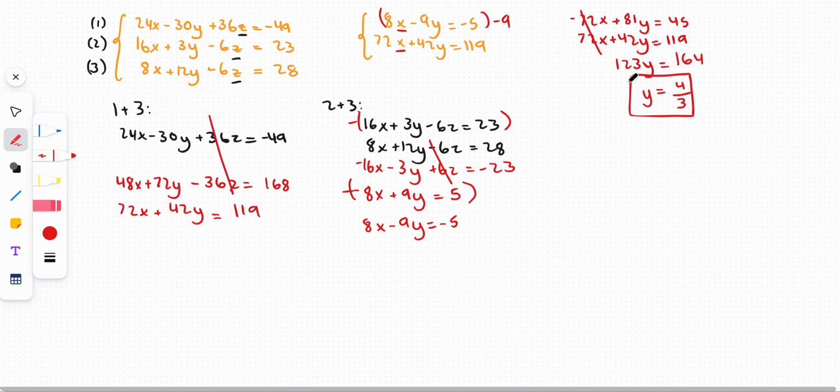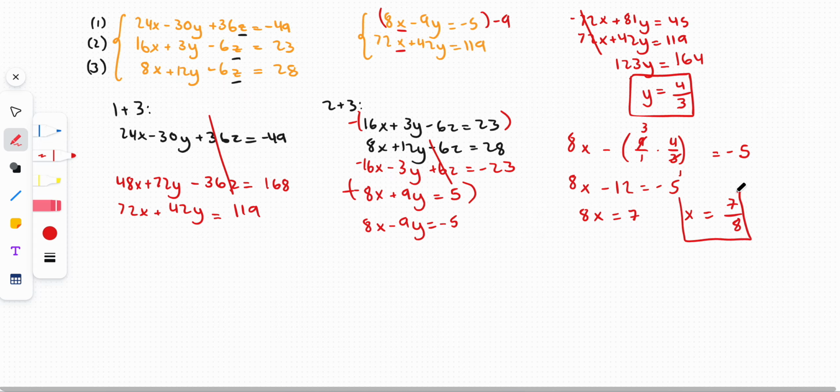Alright, now to figure out what x is equal to, we could just plug it into one of these equations. So let's just plug it into the first equation right here. So 8x, x is still unknown, minus 9 over 1 times 4 over 3. We didn't need to put y, I'm sorry. These two are going to cancel out. So minus 12 equals negative 5. So 8x, if we add 12 to both sides, negative 5 is going to turn into a positive 7. So that means that x is just going to equal 7 over 8. Right? And that's what x is equal to.